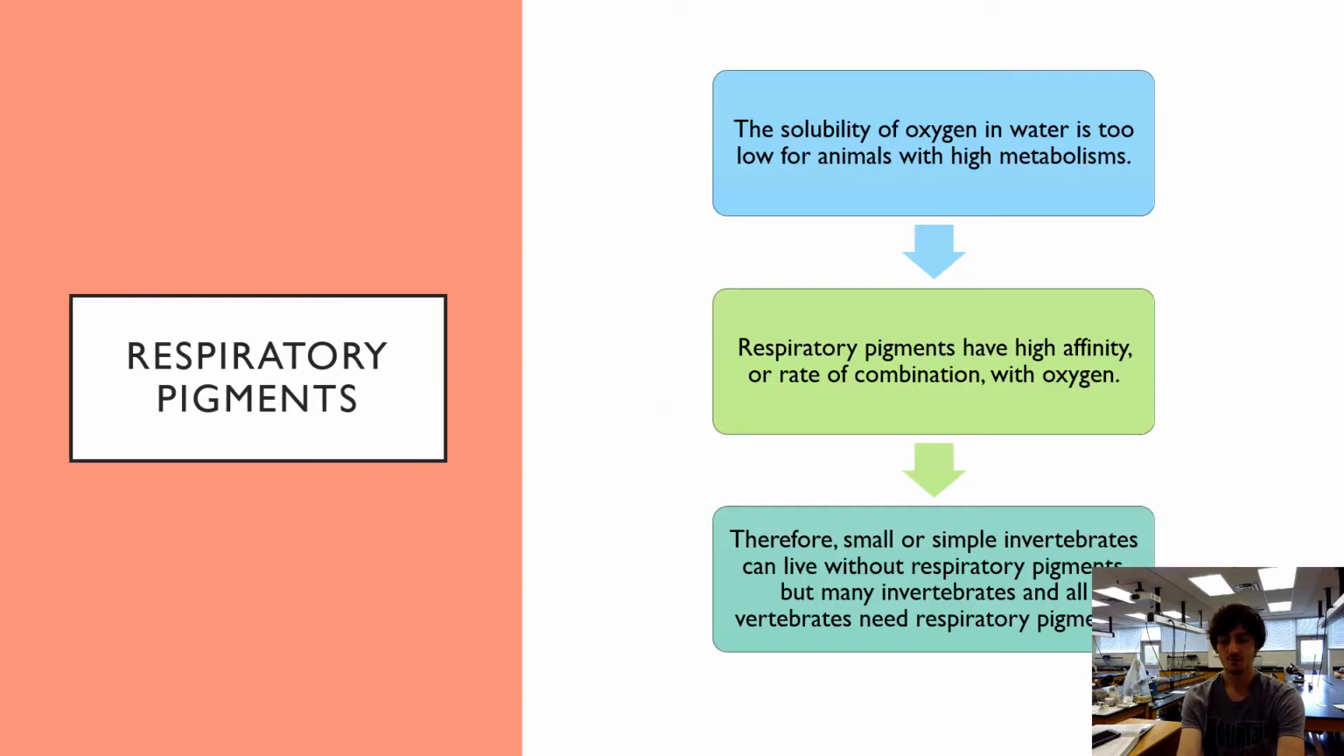So what we're doing today, or Wednesday or Thursday, is measuring the amount of oxygen that's available for a respiratory pigment called hemoglobin. Before I get into hemoglobin or other respiratory pigments, I'll go through why we have respiratory pigments.